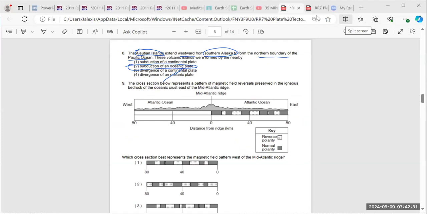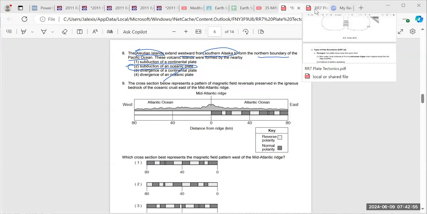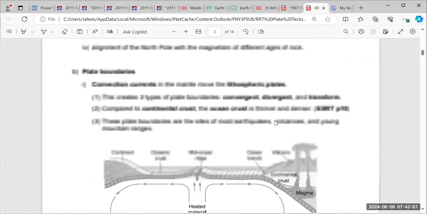Number 9. So it says a cross section below represents a pattern of magnetic field reversals preserved in the igneous bedrock of the oceanic crust east of the mid-Atlantic ridge. Which cross section best represents the magnetic field pattern west of the mid-Atlantic ridge? All right. So let's take a look at fact 27CI2A.